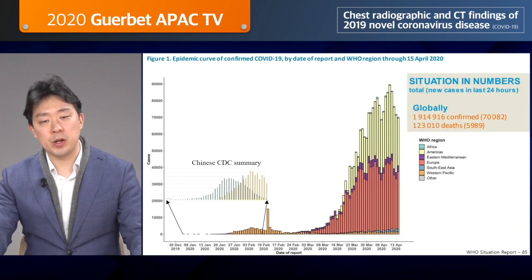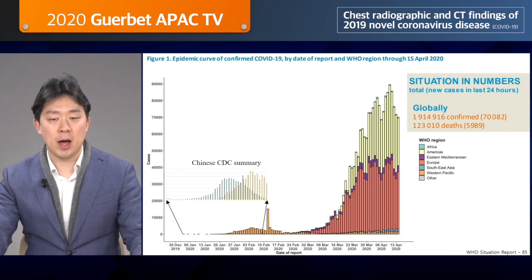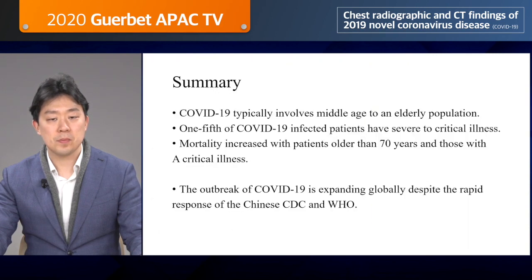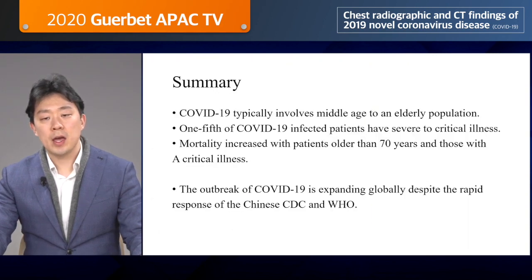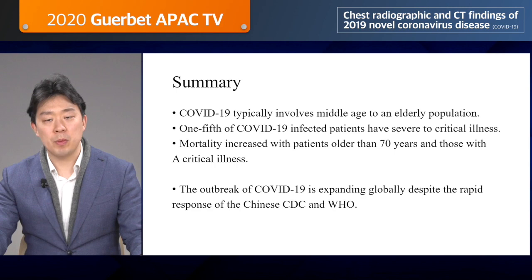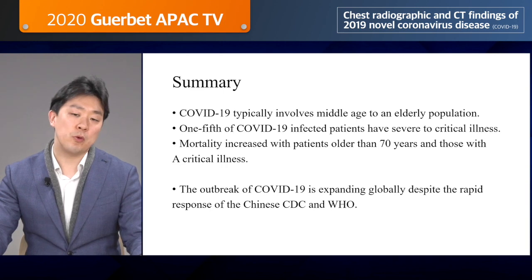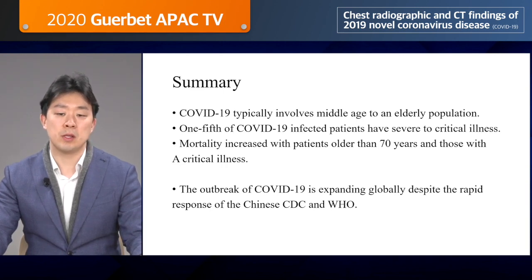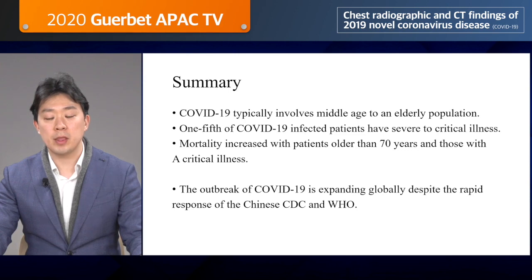As of April 15, 1,900,000 people are confirmed as infected by COVID-19, resulting in the mortality of about 100,000 cases. In summary, COVID-19 typically occurs in middle to older aged people. About 1/5 of patients with COVID-19 suffer from severe illness, and the mortality rate increases for the elderly and those with underlying diseases. Despite the rapid response, the outbreak is expanding globally.